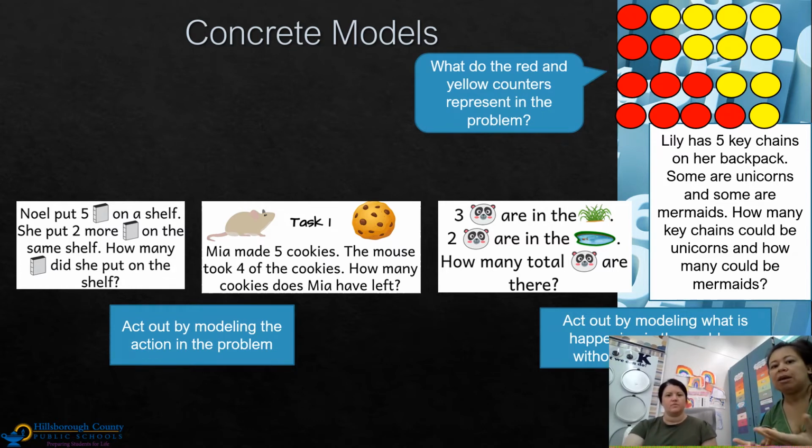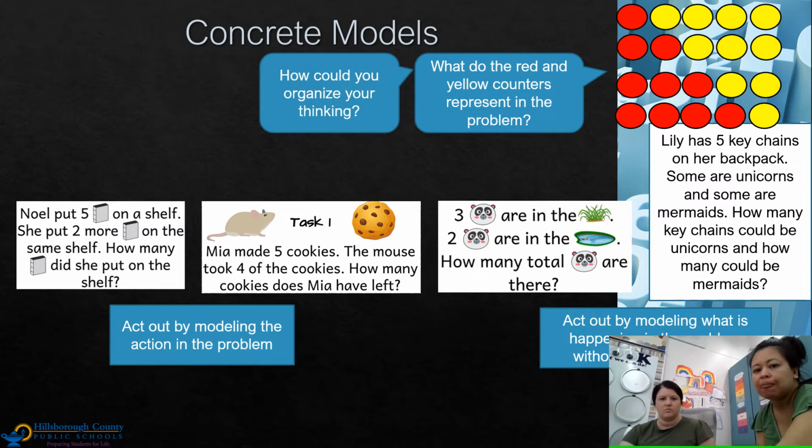organize their thinking, making sure we're asking, again, the same thing we ask every single time, what do the red and the yellow counters represent? Same thing with this problem. Every problem, we want to make sure we're asking that. And then again, how could you organize your thinking? Our kids are just not going to organize their thinking on their own, but with our support and our examples, how we share, that will help them with their organization and noticing of patterns as well.